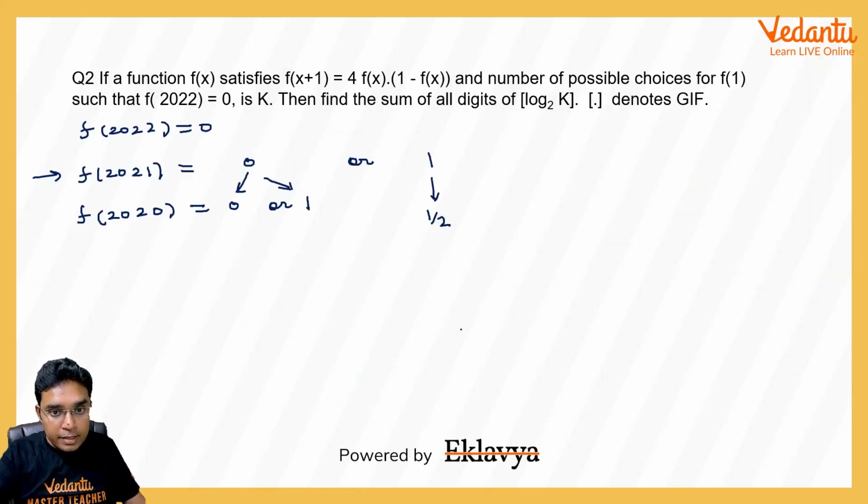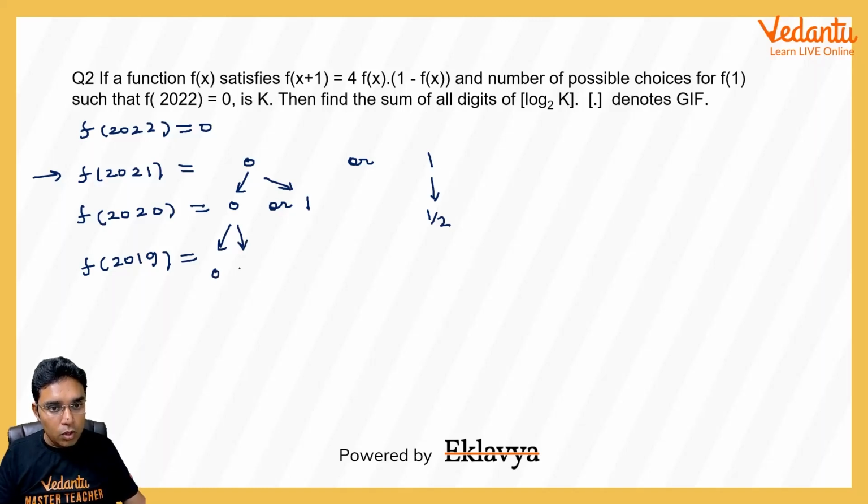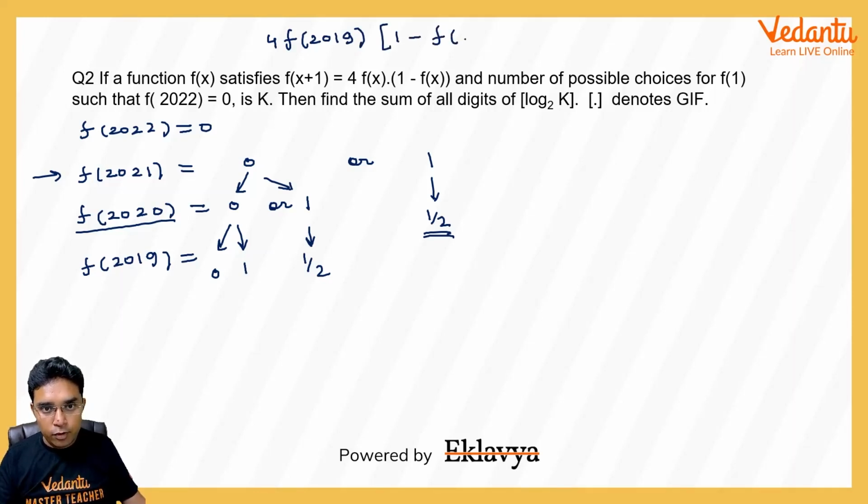Now, listen carefully. In the same way, if I proceed, f of 2019 corresponding to this 0 will take two values, either 0 or 1. But for 1, it will take one value, that is 1 by 2. Now coming to this 1 by 2. Once again, if I take f of 2020 as 1 by 2, I will be getting 4 times f of 2019 into 1 minus f of 2019 equal to 1 by 2.